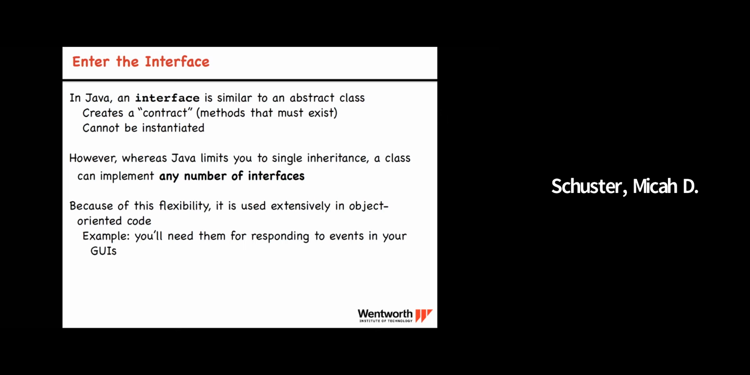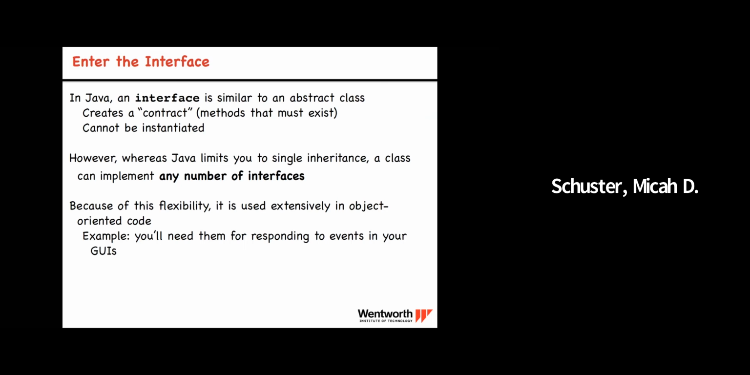But Java limits you to single inheritance. You can only extend one class, but you can implement as many interfaces as you want. That's the key difference. That's where this flexibility comes from in interfaces. And this is used extensively in object-oriented programming. In fact, interfaces are how we are going to respond to events in our JavaFX GUI. So we will be using interfaces. We won't necessarily be creating all of our own interfaces for interactions, but we will be using interfaces that JavaFX gives us.